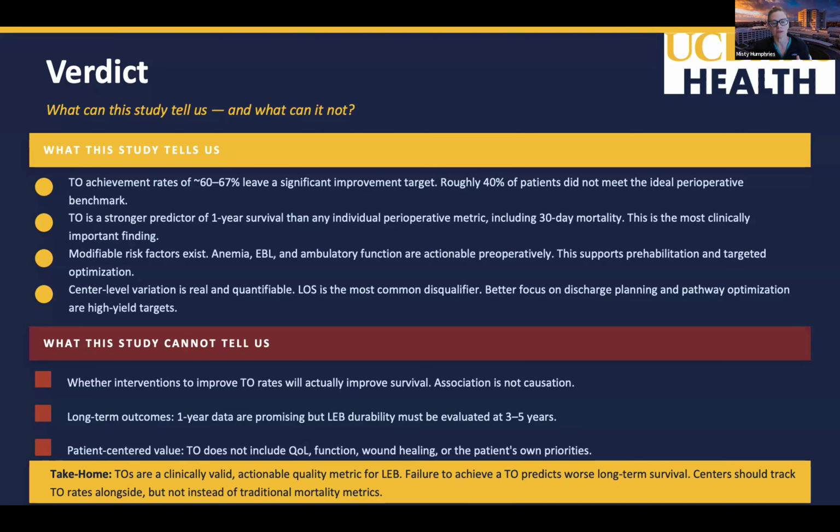And then long-term outcomes, vascular surgery durability, we're talking 3 to 5 year outcomes sometimes. And so lower extremity bypass really needs to be looked at in terms of the 3 to 5 year data. And then finally, the patient-centered information. Textbook outcomes doesn't include things such as quality of life, function, wound healing, or some of the patient's own priorities when they come and undergo surgical treatment.